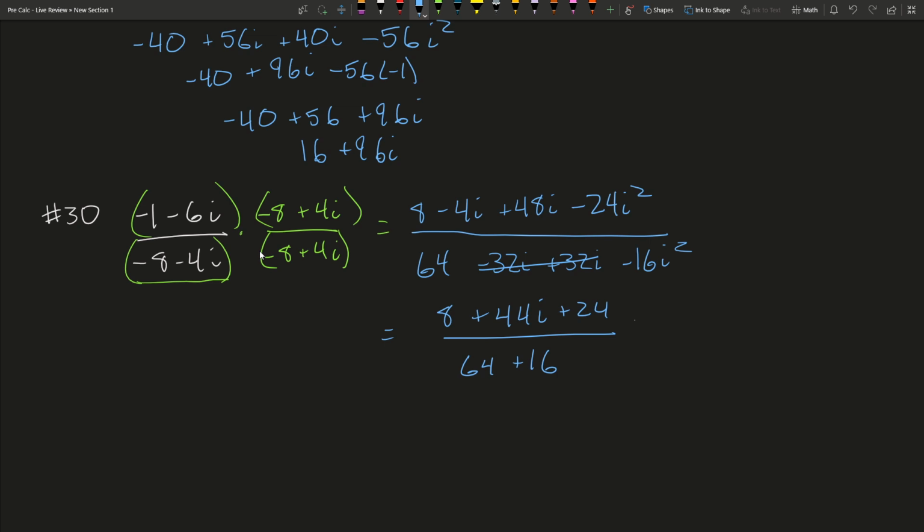So then we just have to simplify one more step. 8 plus 24 is 32. And then 64 plus 16 is 80. So that's an acceptable answer.